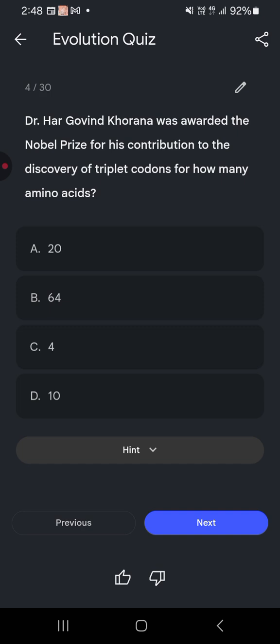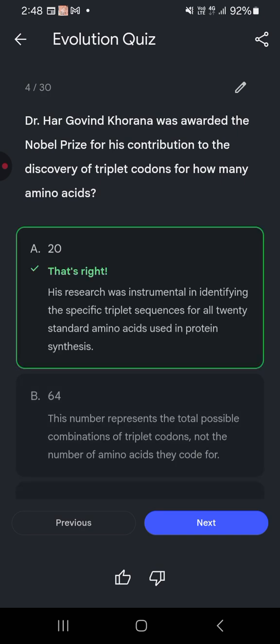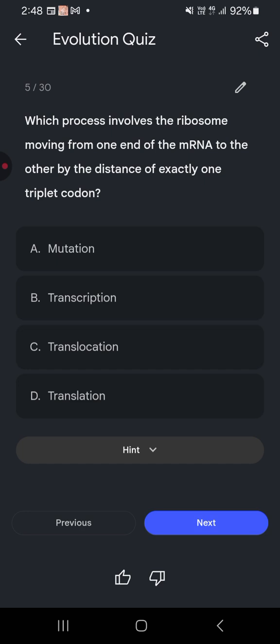Dr. Hargovind Khurana was awarded the Nobel Prize for his contribution to the discovery of triplet codons for how many amino acids? Correct answer is 20 amino acids. His research was instrumental in identifying the specific triplet sequences for all 20 standard amino acids used in protein synthesis.